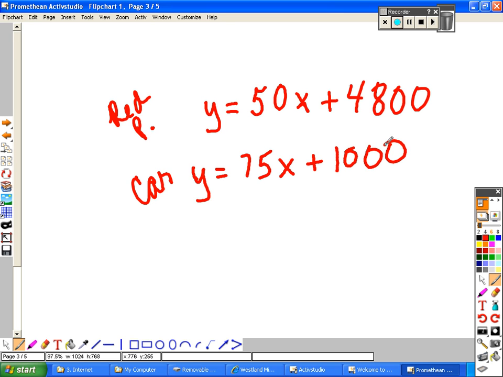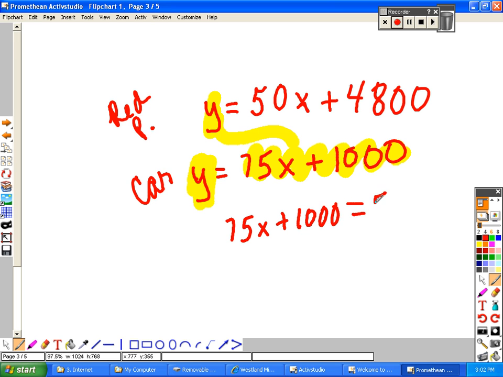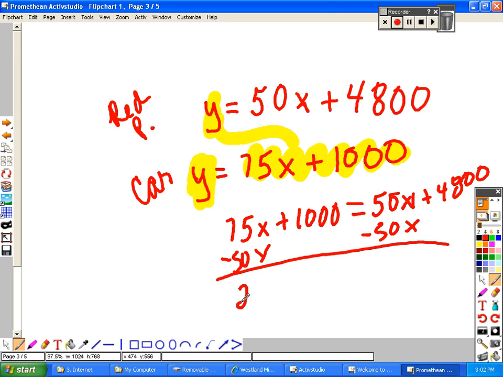So if I want to know when they're going to be equal, I can just solve the system of equations. They're both actually solved for y, so I can take what y equals and substitute it in. So 75x plus 1,000 is equal to 50x plus 4,800. The first thing I'm going to do is subtract 50x, so I get all my x's on the same side. That gives 25x, plus 1,000, but then I'm going to have to subtract 1,000. Let me do those two steps at once.